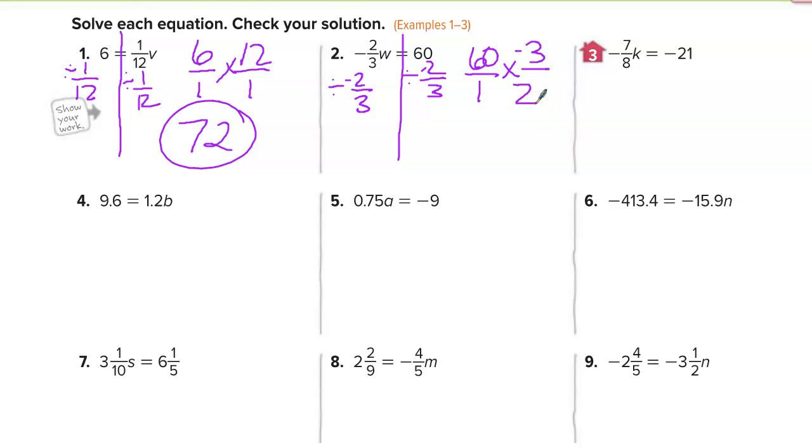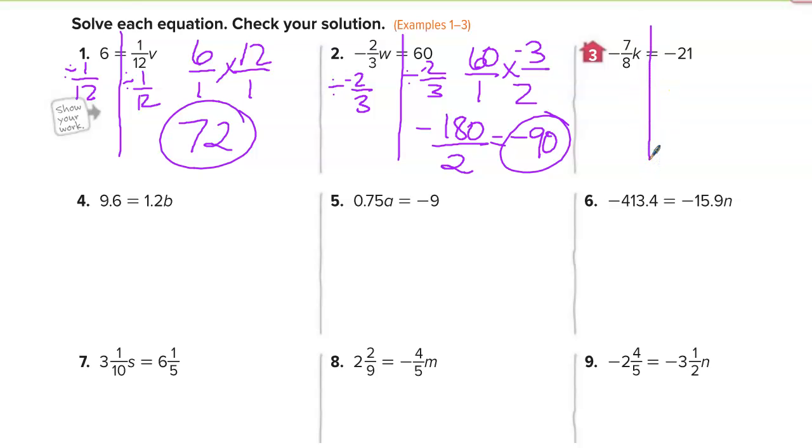Okay, so I should have -180/2, and when I divide that, I should get -90. Okay, I would say -1/2 if you don't have that negative there. We want to make sure we're remembering to keep those.